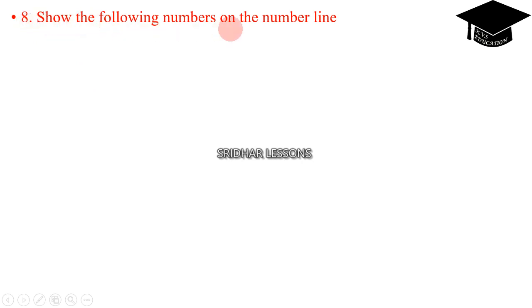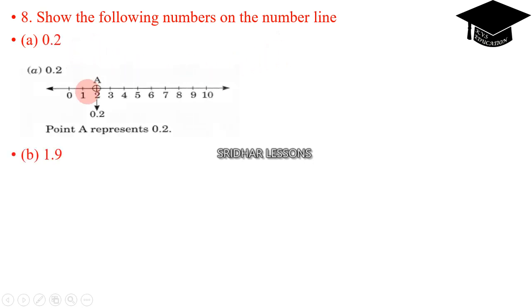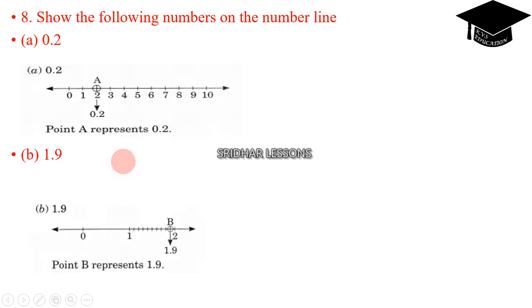Next problem, show the following numbers on the number line. 0.2. See, from 0 to 1 we have here this point A representing 0.2. Okay, 0, 0.1, 0.2, 0.3, 0.4, 0.5, 0.6, 0.7, 0.8, 0.9 and 1. Okay, next 1.9. So from 0 to 1, this is the picture. And from 1 to 2, just before 2 we have 1.9. This point B represents 1.9, just before 2.